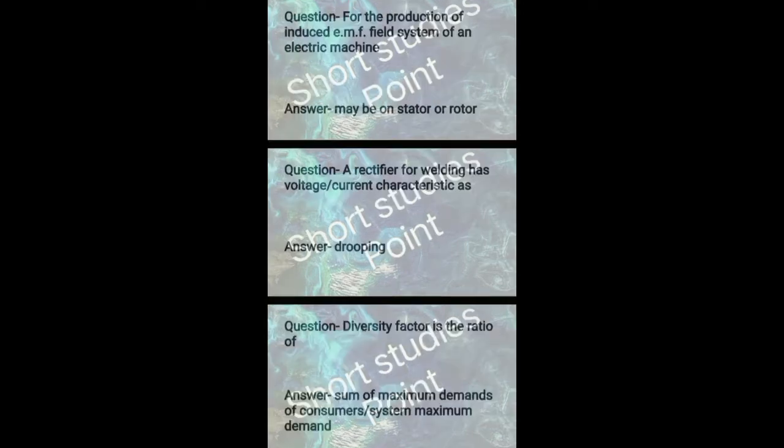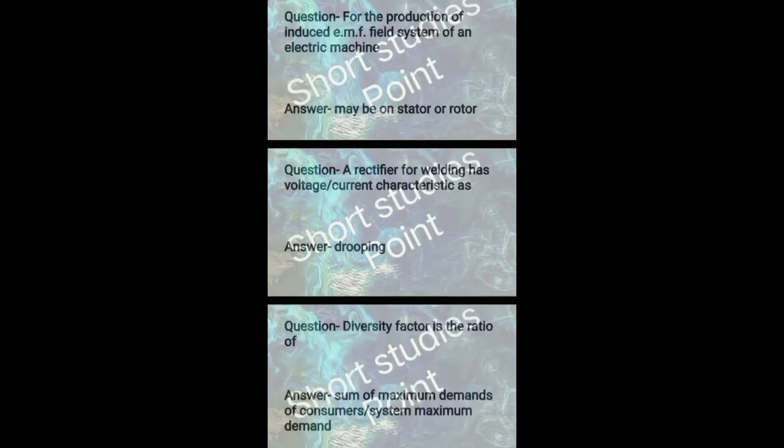Next question, the material used for the magnetic circuit which has high value of flux density required is, answer, ferrocobalt. Next question, which DC motor has the least drop in speed between no load to nominal load? Answer, shunt motor with commutating poles.